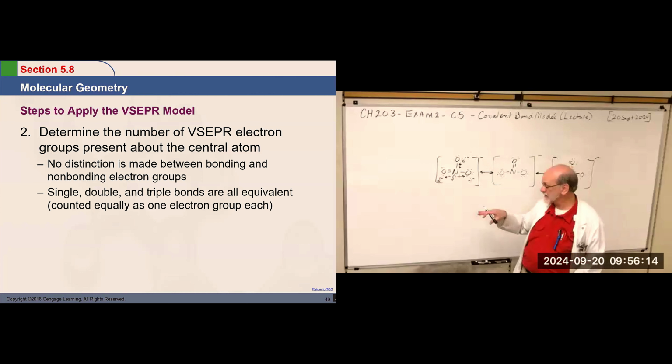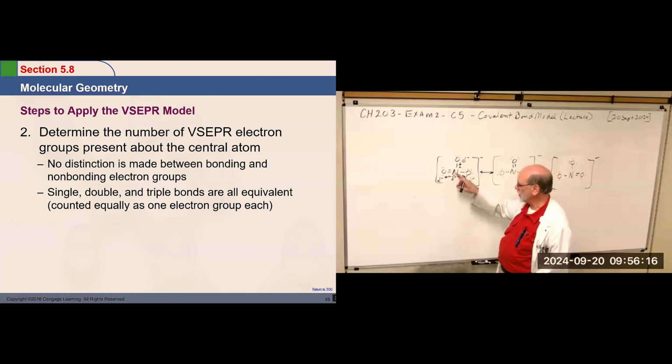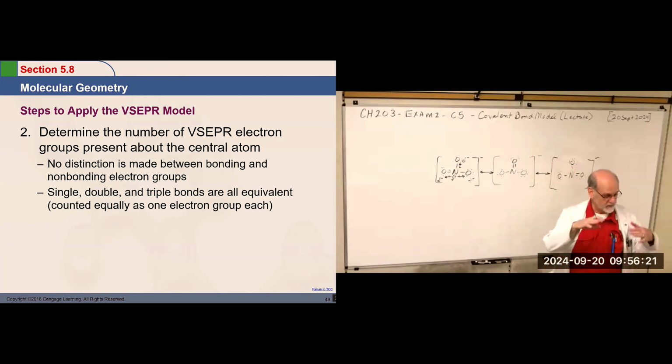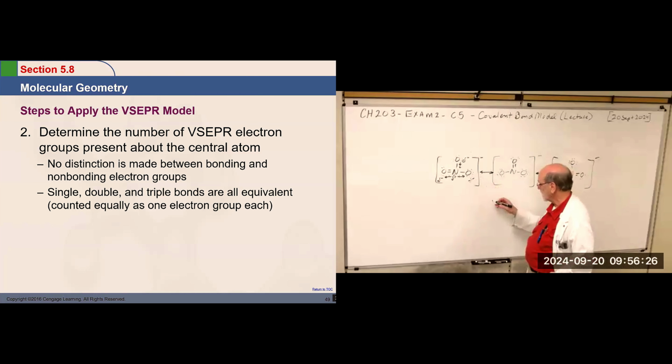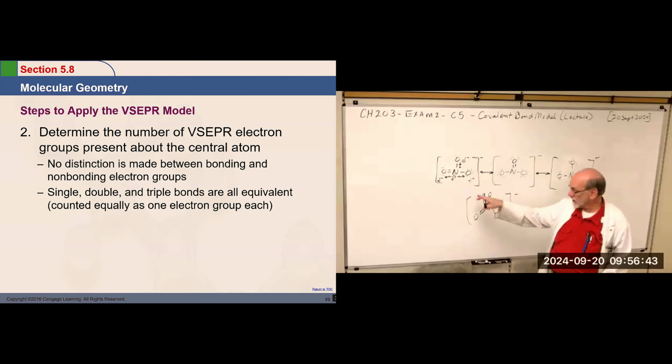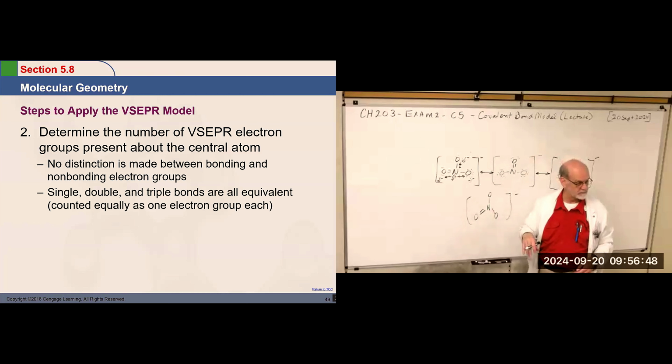So when you have three groups and no lone pairs around this central atom, you distribute them so that they're equally spaced. The most efficient way to equally space these is to put them in an equilateral triangle, like that. When you have three pairs, an equilateral triangle positions these as far apart from each other as possible.